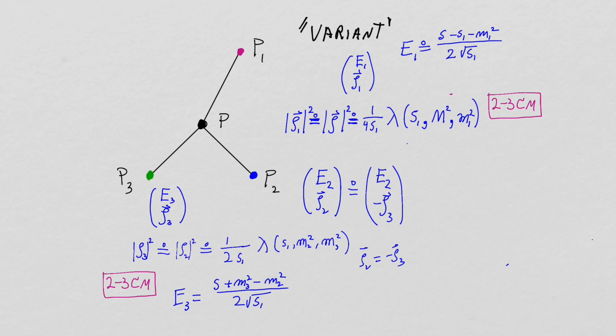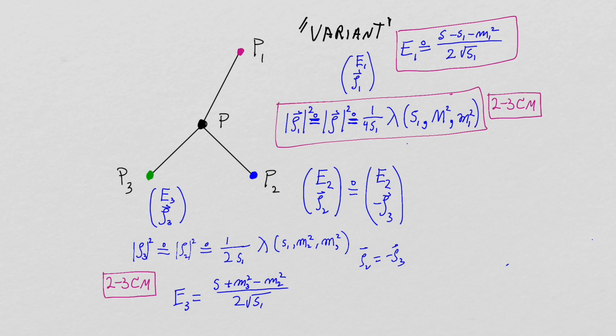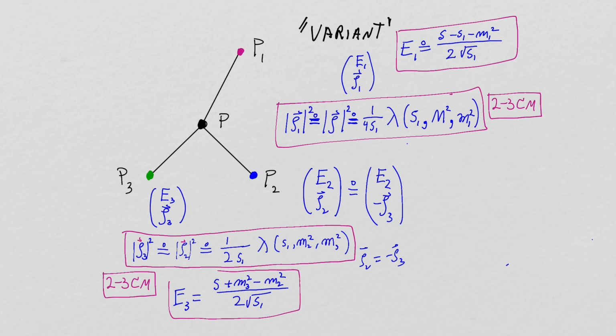All right, so where we are is, as long as we are in the 2, 3 reference frame, we now have a formula for the energy of particle 1. We have a formula for the magnitude of the momentum of particle 1 and the parent particle. We have a similar formula for the magnitude of the three momentum of particle 3 and 2, and we have a formula for the energy of particle 3.